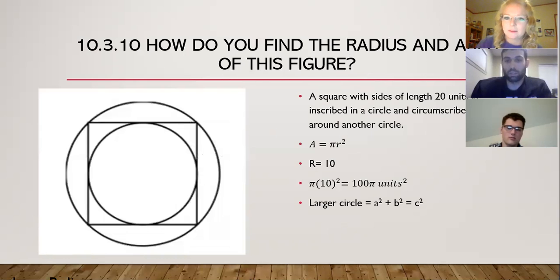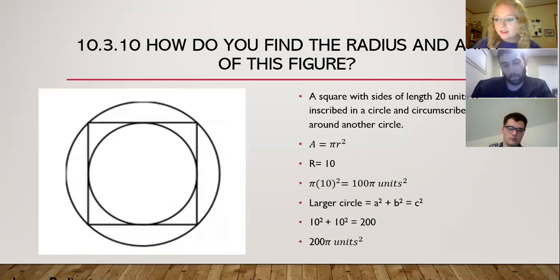And then for the larger circle, A squared plus B squared equals C squared. And you take 10 units squared plus 10 units squared equals 200. And times pi. All right, great, thank you.